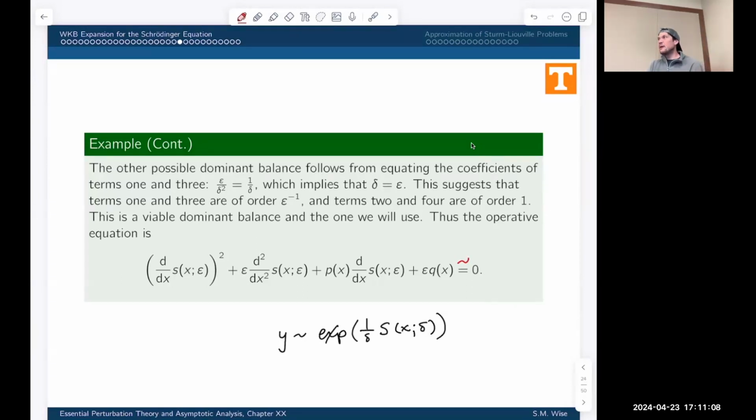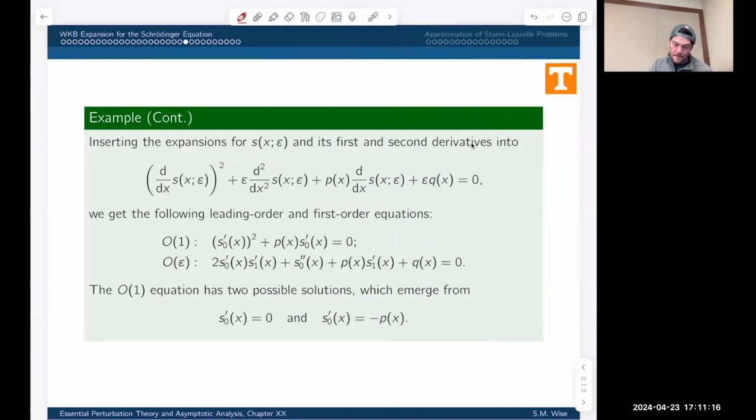But as I said, we're not being as careful mathematicians here. We're being more physicists than mathematicians in this chapter. So now we're going to insert the expansions for S and its first and second derivatives into our last equation. And then we repeat the process of determining the equations for all possible orders.